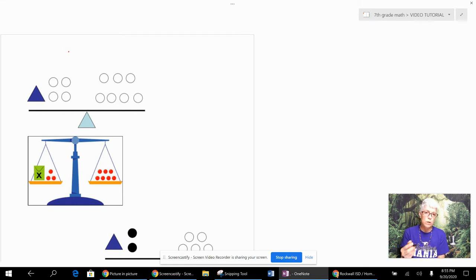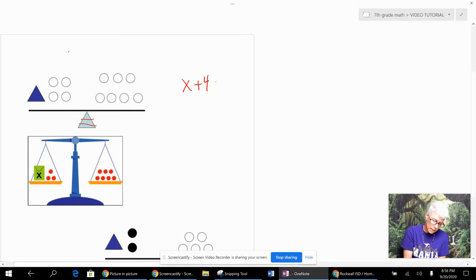Okay, so first off, here's the model that we saw originally. There was a triangle, and we said that that represented 1x. The circles represented positives, and so there's 4 of them. This is kind of like the equal sign right here. So it's kind of like a balancing act here, and the one side is balanced out with the other side. So we have to remember that whatever we do to one side, we have to do to the other side just to keep it balanced.